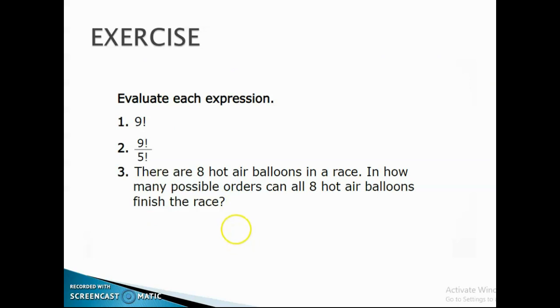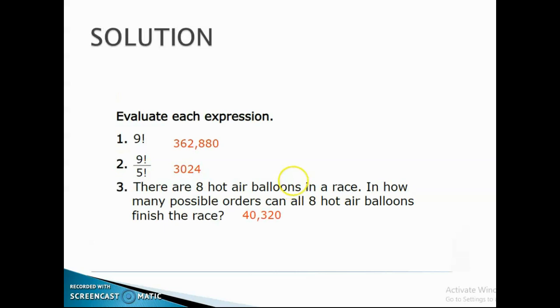Evaluate each expression yourself. You can use calculators to solve these expressions. 9 factorial is equal to 9 into 8 into 7 into 6 into 5 into 4 into 3 into 2 into 1. Similarly, in the second part, 9 factorial over 5 factorial. And in the third part, there are 8 hot air balloons in a race. In how many possible orders can all 8 hot air balloons finish the race? You should solve these expressions yourself and match the solution.